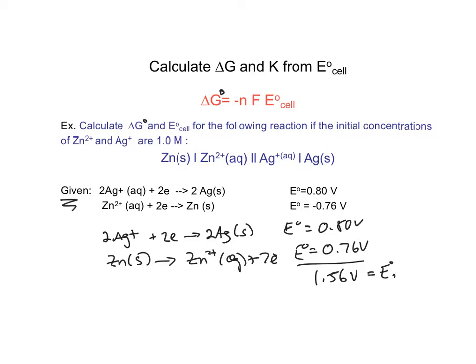Okay, then you can use this. This is E0 cell. You can use this in the equation in red there to calculate delta G.